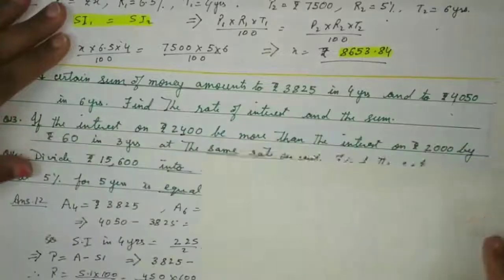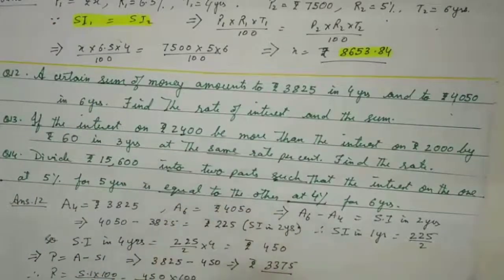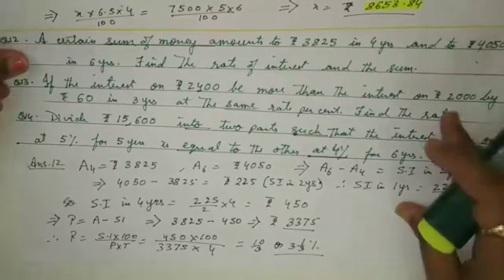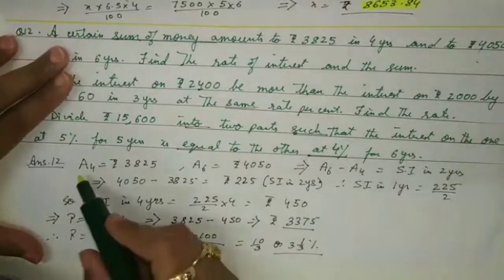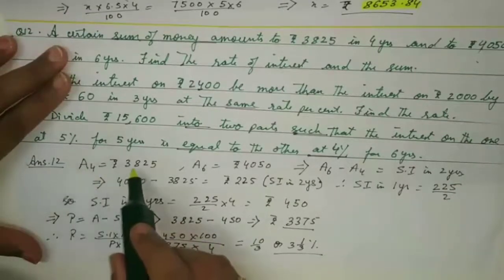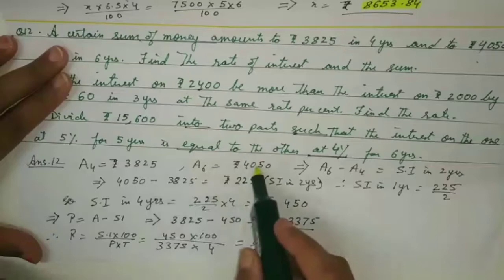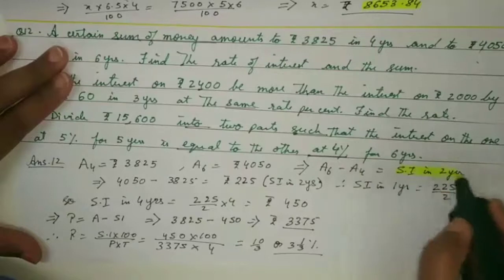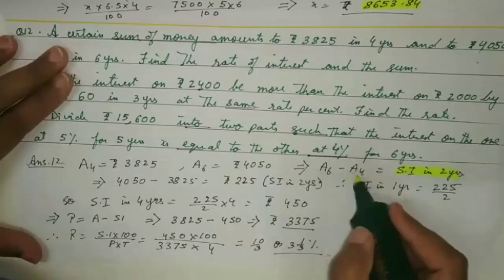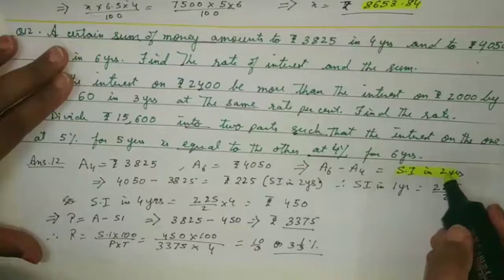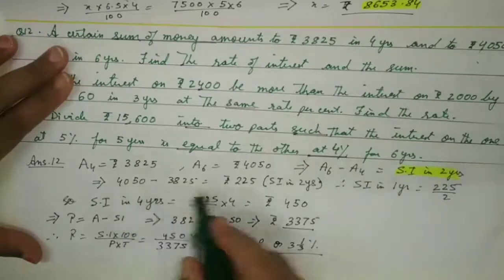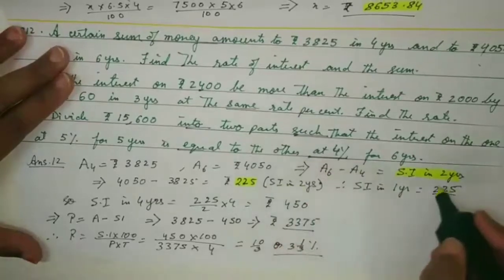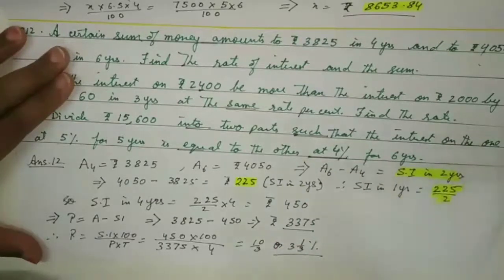So what we do here is, this. So amount A4 I have written, that means the amount in 4 years is given, the amount in 6 years is given. If we subtract the two, we get the simple interest in 2 years. How? Amount of 6, amount of 4, difference is 2 years, that is the simple interest in 2 years. When we subtract, we get it as 225, which is the interest in 2 years. When we divide it by 2, we know this is the interest in 1 year.